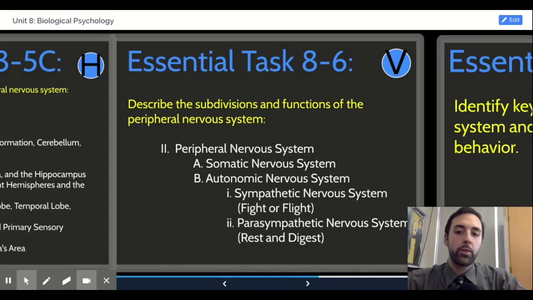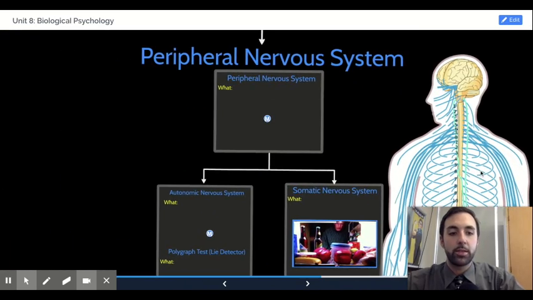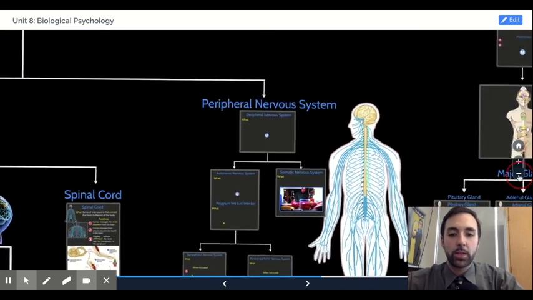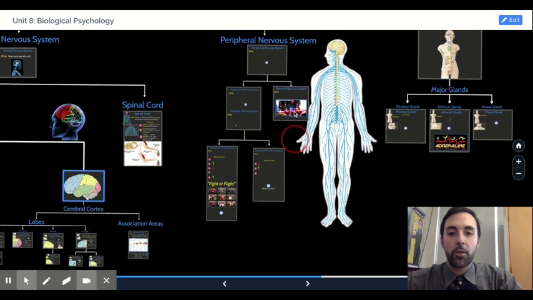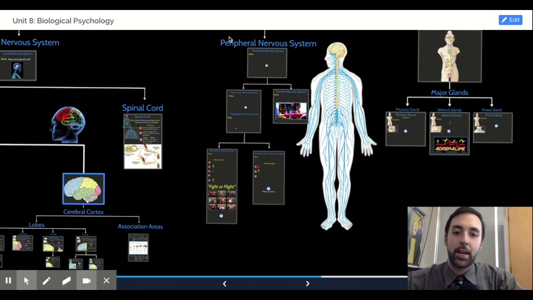In Essential Task 8.6, we are going to describe the subdivisions and functions of the peripheral nervous system. I think vertical works the best for today's concept map. As you see, it is a very vertically aligned concept map. It's 5 total boxes with 3 different levels.